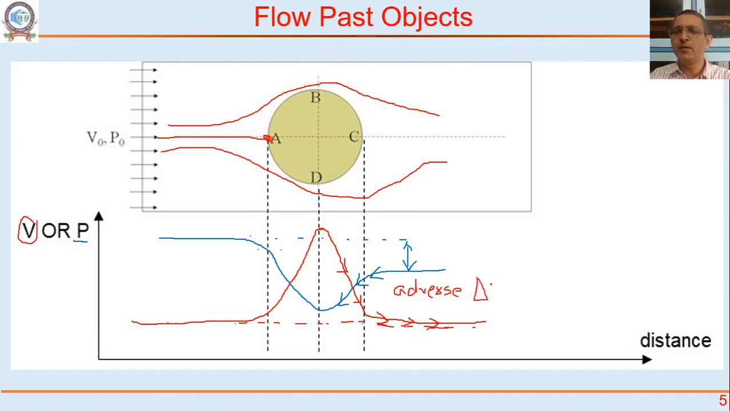I'm just going to write the whole thing. Adverse pressure gradient. I'm just writing short.